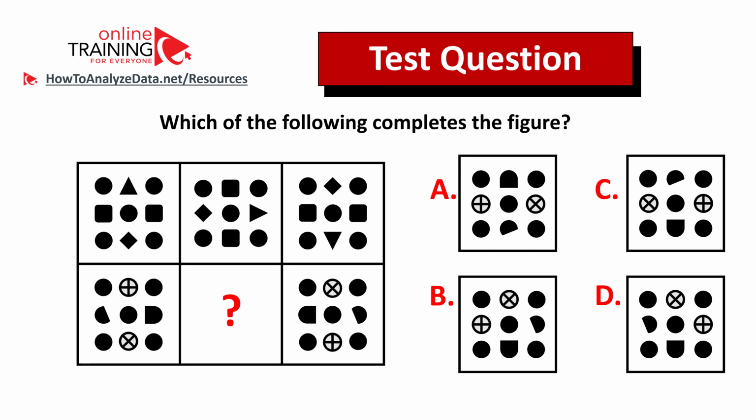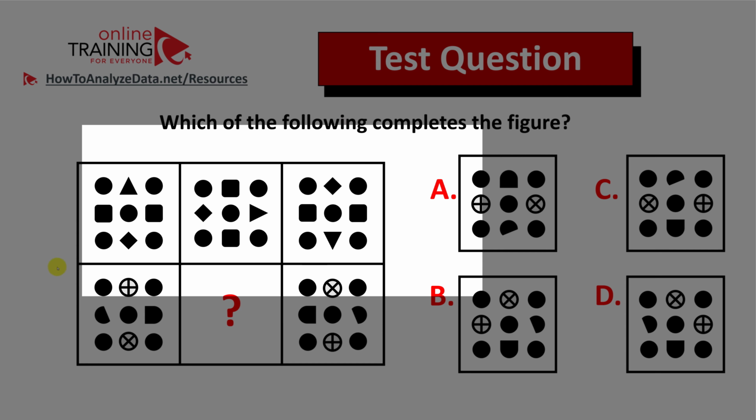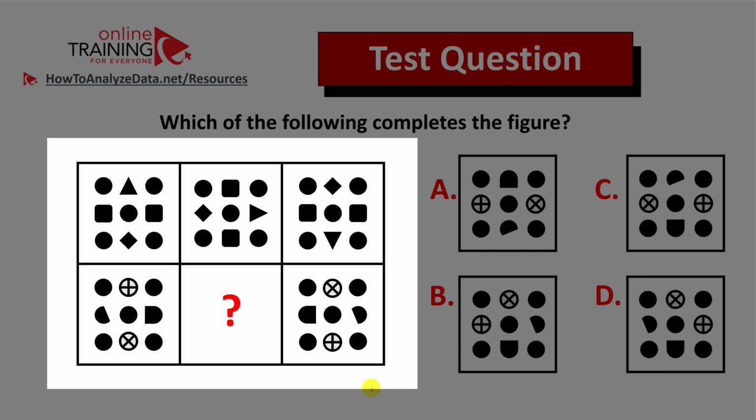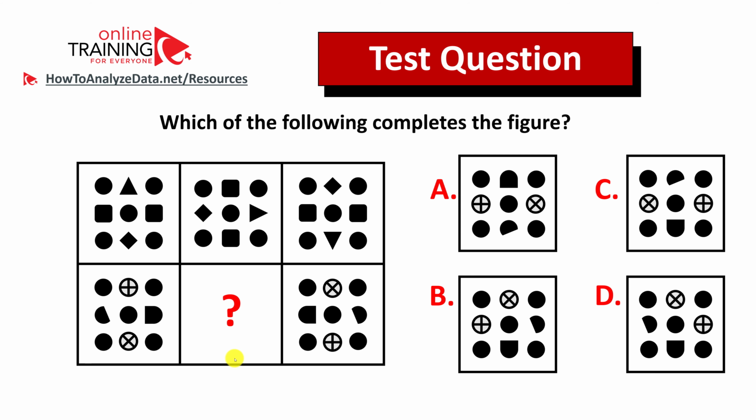And now I have a question for you. I have full confidence that you can solve this question in less than 15 seconds. Here's the question. Which of the following completes the figure? You're presented with the figure on the left, and one square is missing, the square with the question mark. You have 4 different choices to choose from, choices A, B, C, and D. Give yourself 10 to 15 seconds to see if you can come up with the answer on your own. Did you figure out the answer?